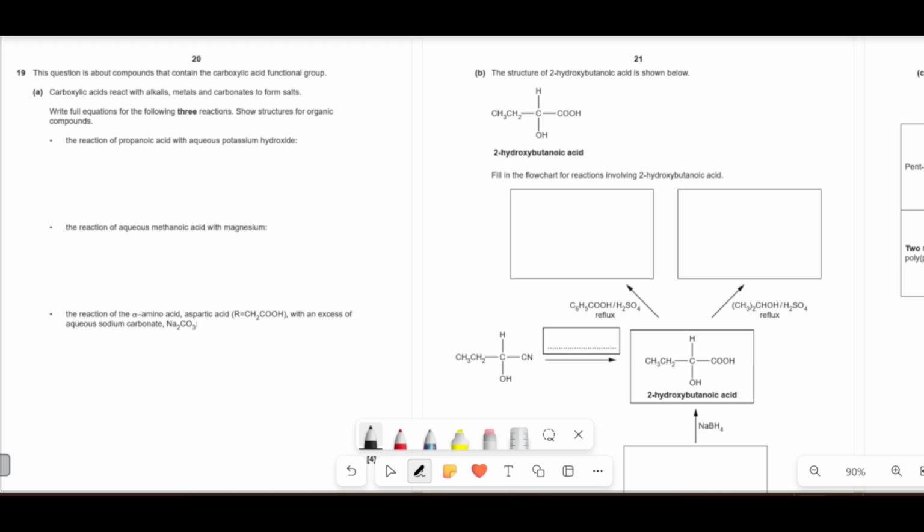So now it says this question's about compounds that contain a carboxylic acid functional group, which is COOH, remember? Carboxylic acids react with alkalis, metals and carbonates to form salts. Write the full equation for the following reactions and show the structure of the organic compounds. First, propanoic acid with aqueous potassium hydroxide. So if I do propanoic acid, that's 1, 2, 3, C double bond O, OH like that. C double bond OH, remember? And we're reacting it with, what did they say? KOH. Okay? So it's told you it's an acid, we're reacting it with a base.